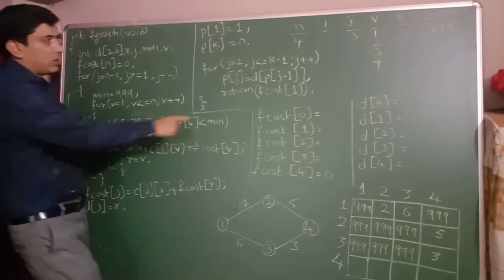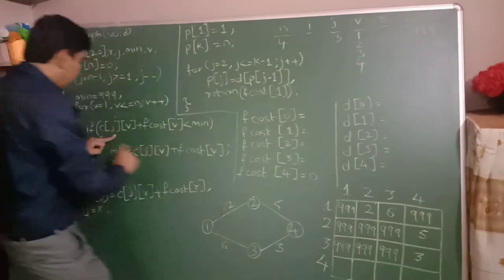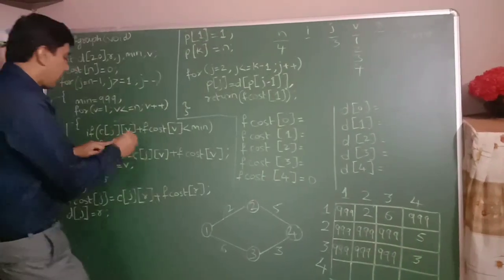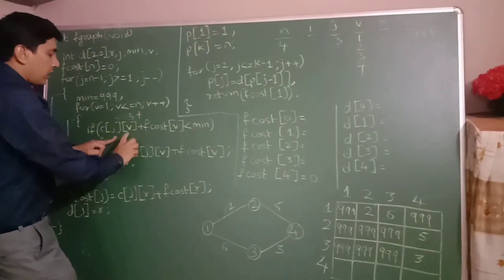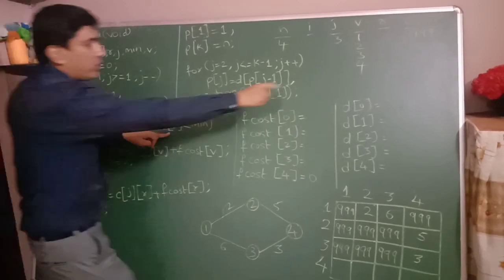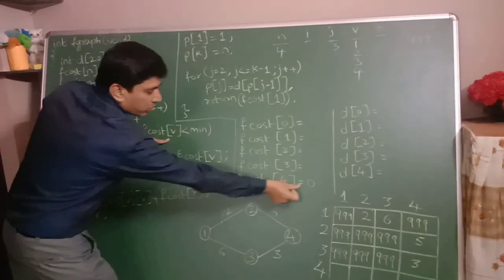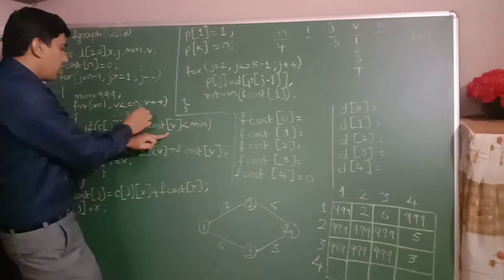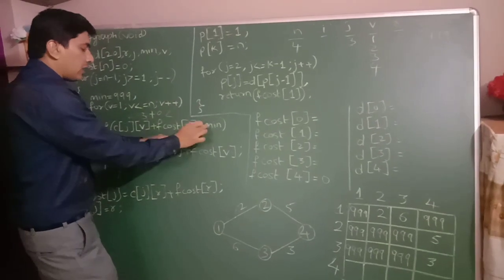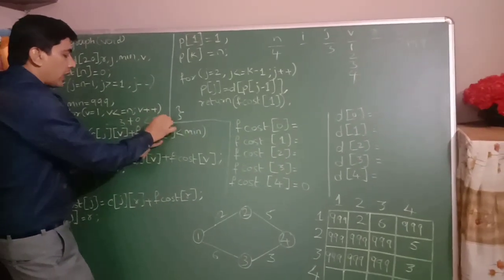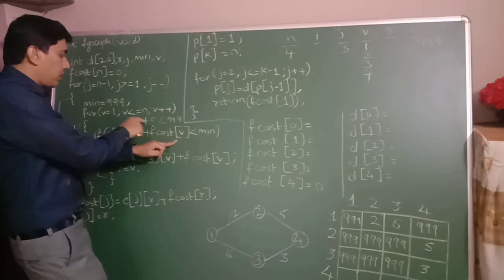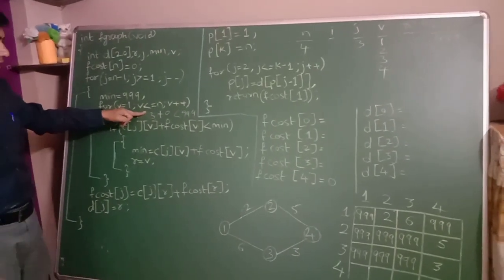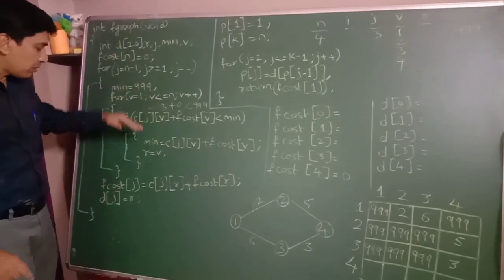So 3 4, that is j v, that is 3 4, right? 3 4 means what? 3 plus f cost of v, value here is 4. So f cost of 4 is 0. So 3 plus 0, is it less than min? Min value is 999, right? So 3 plus 0, that is 3, is less than the value of min. So the condition becomes true.